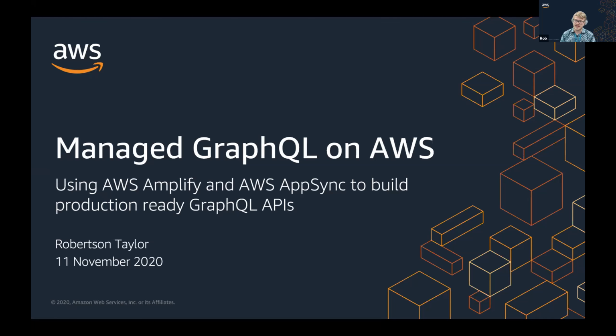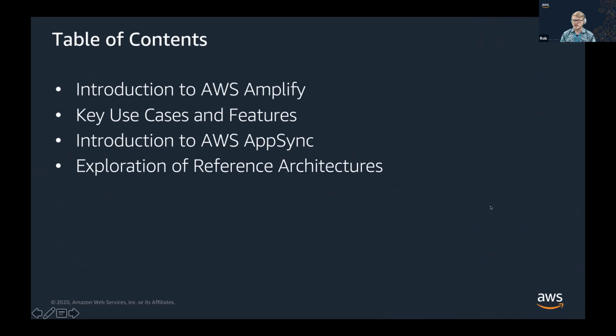And one of those services that I'm excited to talk to you about today is AWS AppSync, that is essentially a managed GraphQL service. And throughout the talk today, we're going to have a brief introduction to AWS Amplify, which is a framework that can help you really speed your development process. Talk about the key uses and features, how it ties into AppSync, and then an introduction to AWS AppSync itself.